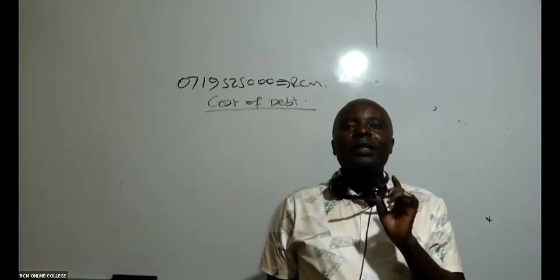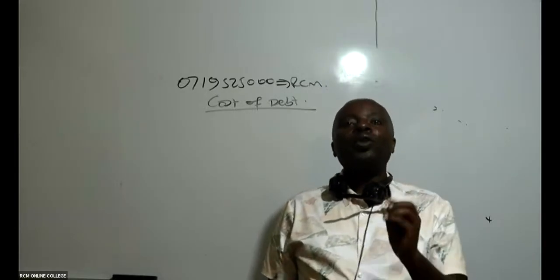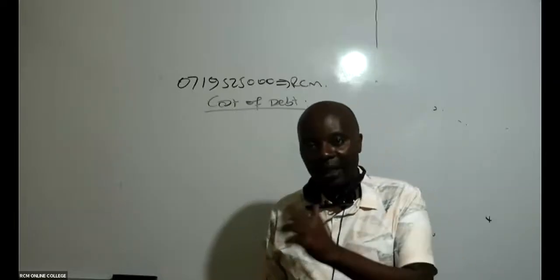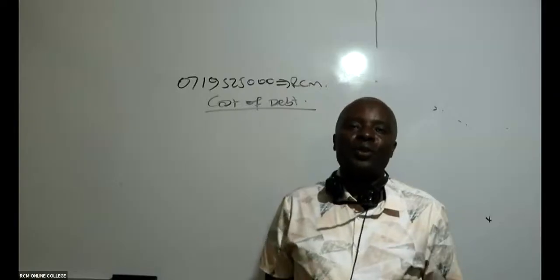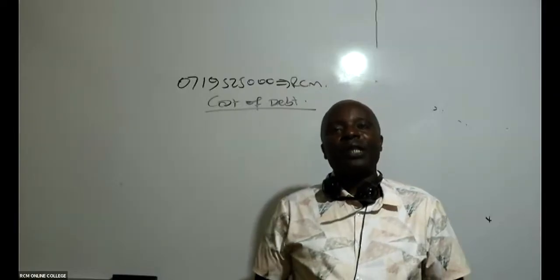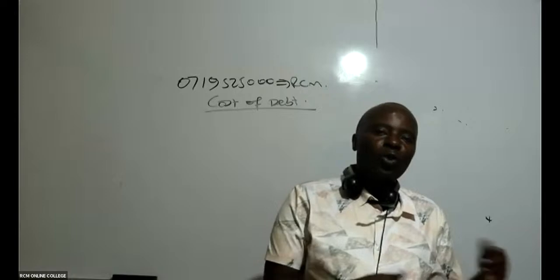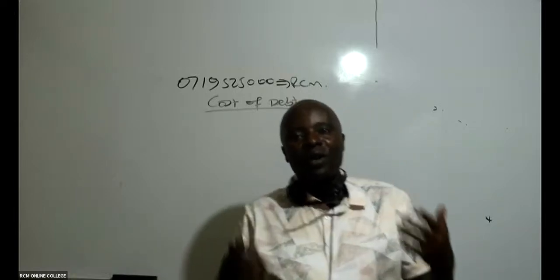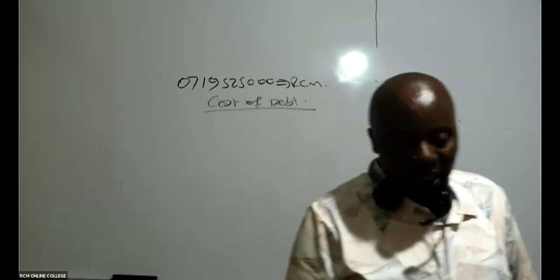Redeemable debt instruments are those with a maturity period. We are told that this debt will be reimbursed after, say, 10 years. And irredeemable, these are the normal bank loans, which of course you and I will always know how to roll over. We keep on rolling them over like that.